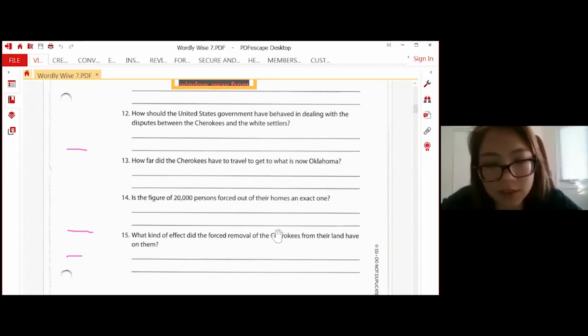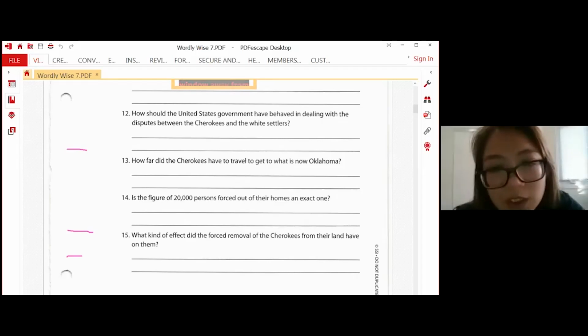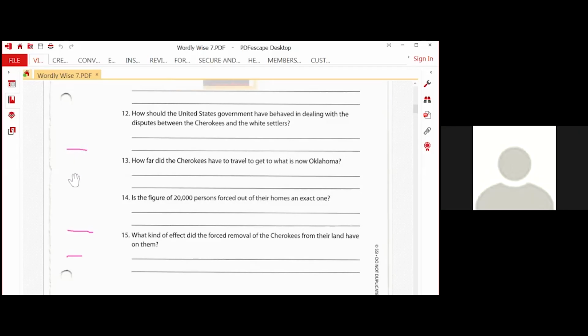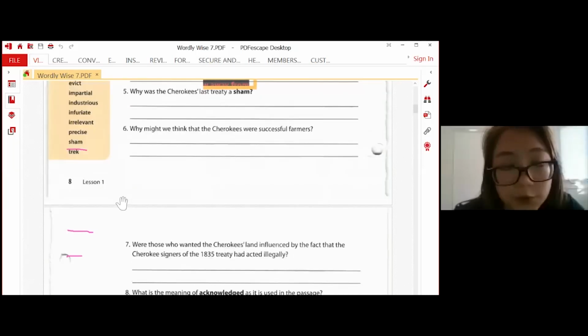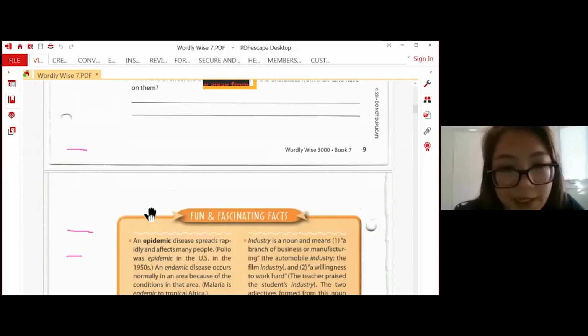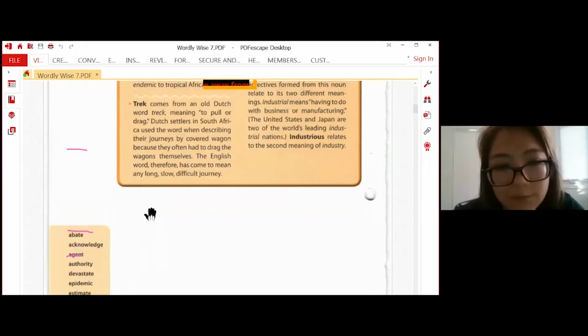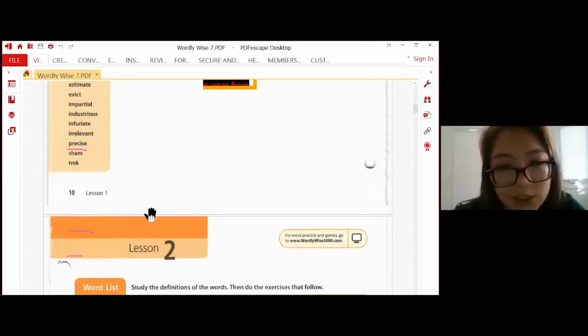What kind of effect did the forced removal of the Cherokee from their land have on them? They were devastated. Good, perfect. We had 1.5 hours and we finished one full lesson. Congratulations.